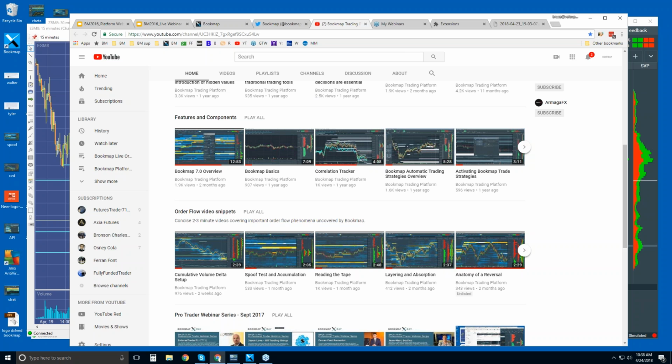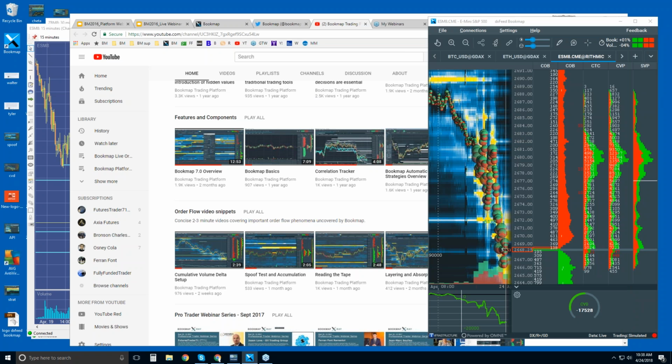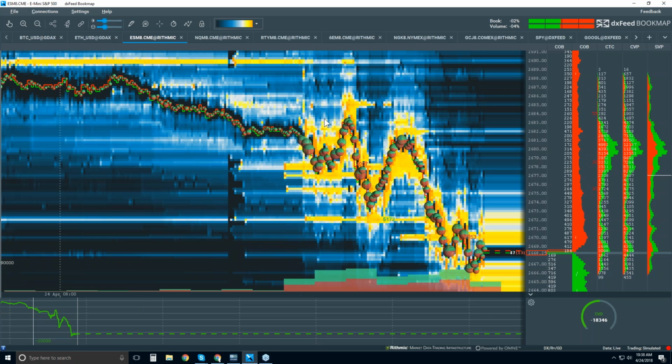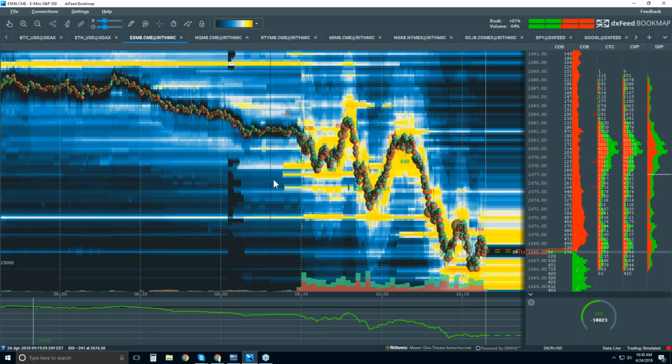All right, well, let's jump into Bookmap here. Let me know if you have any questions, and we will address them. Okay, all right, so here's Bookmap. I'm going to go through just the basics here in Bookmap. That's what we're going to start with, and then we'll just get more advanced.